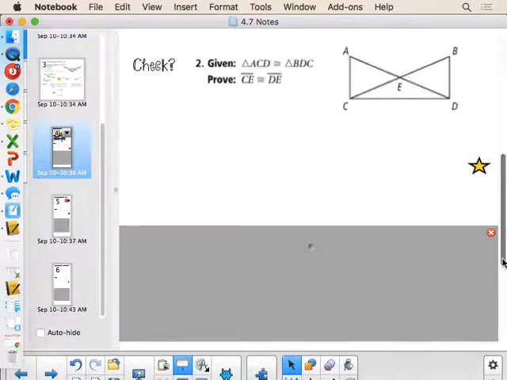Let's talk through this one a little bit more. You're ultimately trying to prove that segment CE is congruent to segment DE. So these two sides are congruent to one another. So what is the hint that you're going to have to use in order to conclude that those two pieces are congruent? I'm trying to get you to prove that those two sides are congruent. What am I hinting to you is going to be my reason?